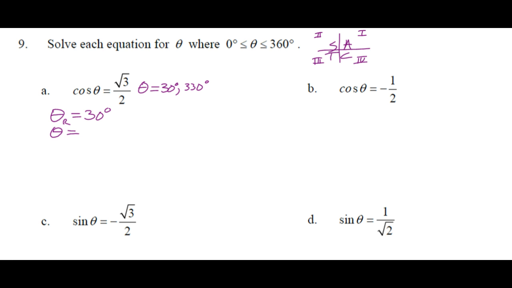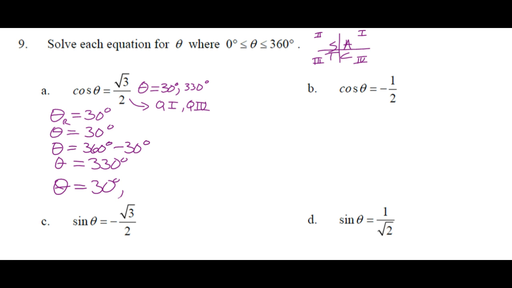Now, because this is positive, by the CAST rule, we are looking for a quadrant 1 angle and a quadrant 4 angle. Okay? So we look at it, we say, if this is positive, what's its reference angle? Then we say it is positive, so it's in quadrant 1, quadrant 4. And then we say the quadrant 1 angle just is the reference angle, which is 30 degrees. And the quadrant 4 angle is 360 degrees minus 30 degrees, which is 330 degrees. Okay, so then our theta is 30 degrees and 330 degrees.